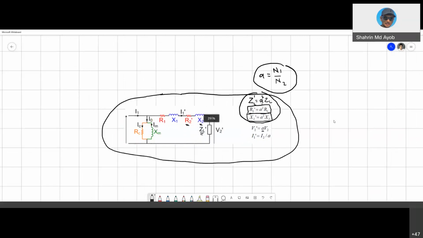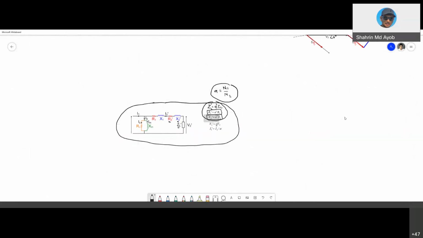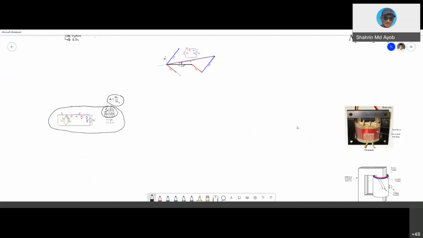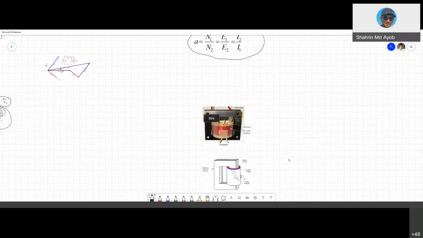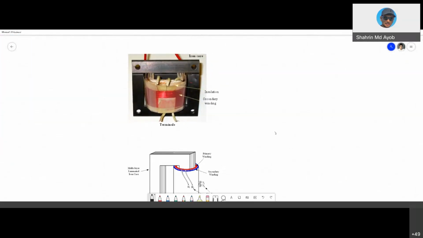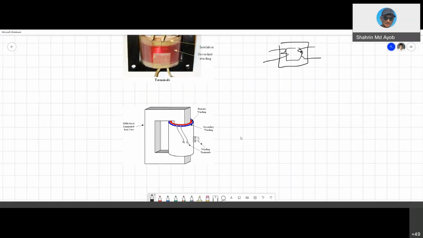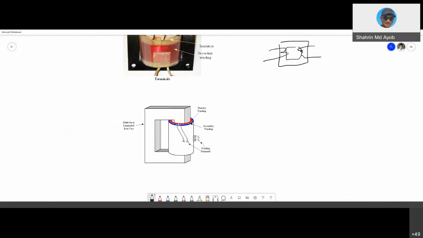Okay, and then what else do I want to highlight? This one, and this is actually the physical structure of the transformer. It's not straightforward. If you see in our theory, the primary side is wound like this and the secondary side like that, right? But in the real world, it's not like that. As you can see here, the winding of the primary is usually at the inner side, while the secondary winding is at the outer side.